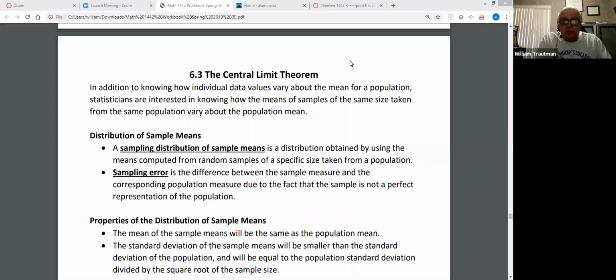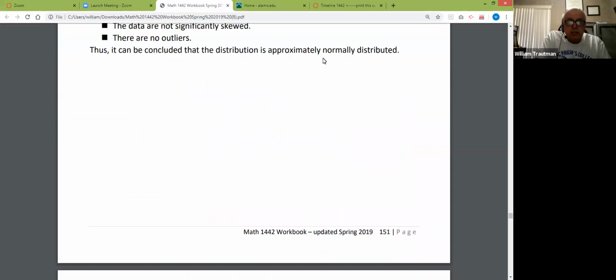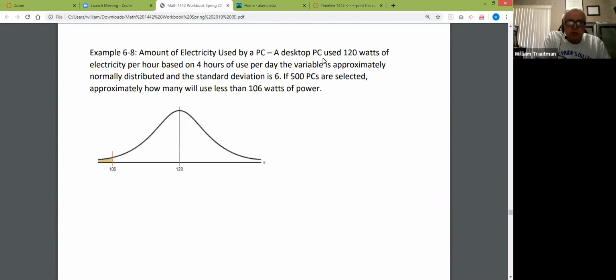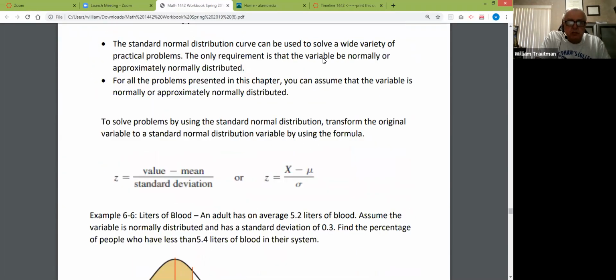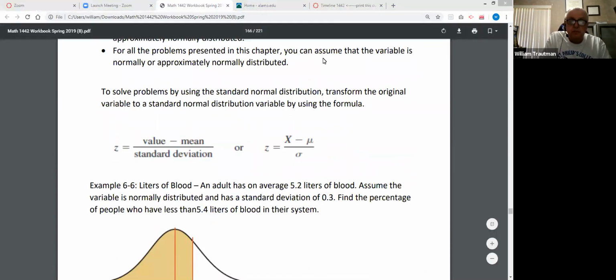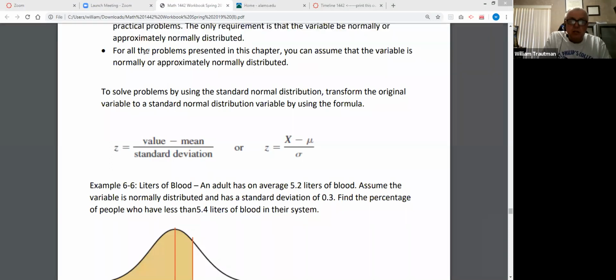Very similar to 6.2. So I want to go back up to 6.2 just to show you really quick. I want to show you the formula. This is the formula we used: Z equals X minus the average divided by standard deviation. All right, so I just wanted to re-show that.